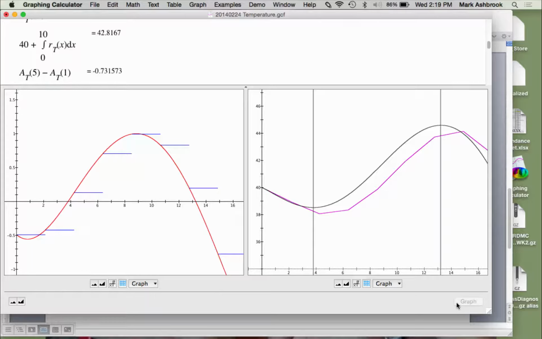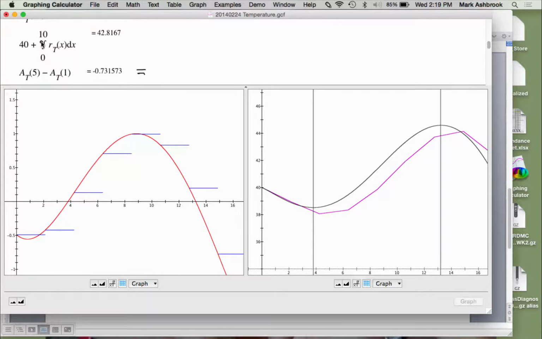Makes sense. Another way to express that change: how could we express the change in temperature from 1 minute to 5 minutes? I got AT of 5 is equal to 40 plus, and I just took AT of 1 and subtracted it. Okay. Yep, so you could write out this twice and subtract. But I want to do it more concisely than that.